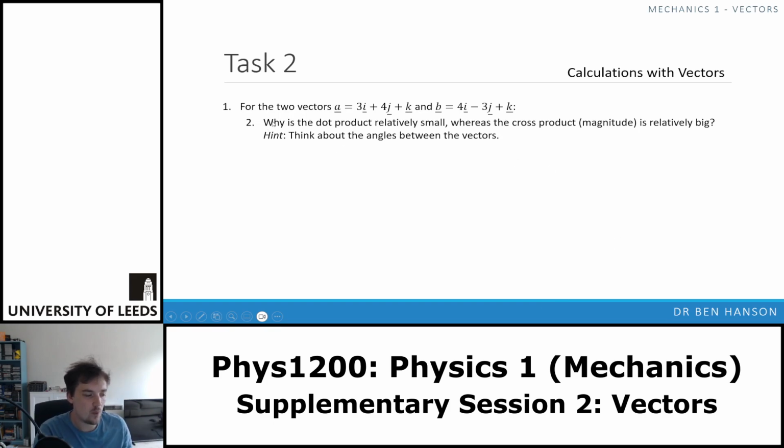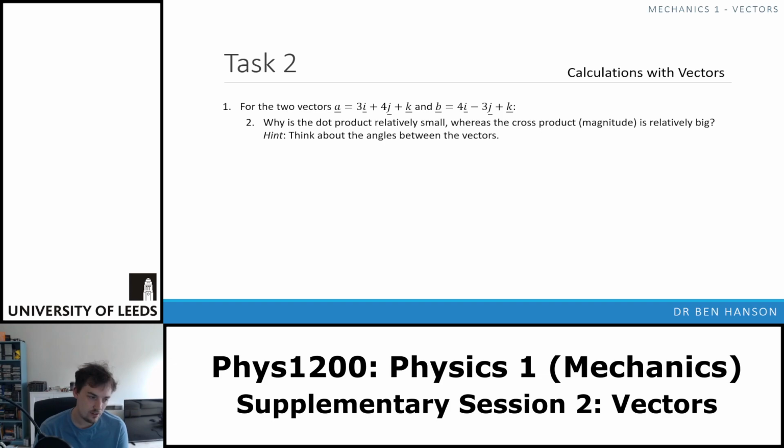But for now, let's think about it. Why is the dot product relatively small, whereas the cross product magnitude is relatively big? I've put a hint: think about the angles between the vectors. Well, we worked out that the angle between those vectors is almost a right angle, right? Because the dot product has a cos theta in it, the closer that angle gets to a right angle, the closer cos theta gets to 0. So the dot product is 0 when things are at right angles. The cross product, on the other hand, has its maximum value when those things are at right angles.